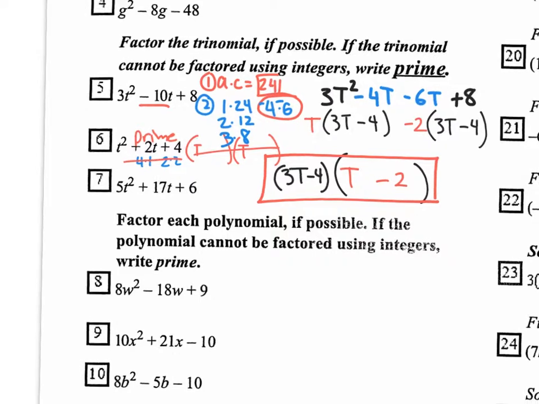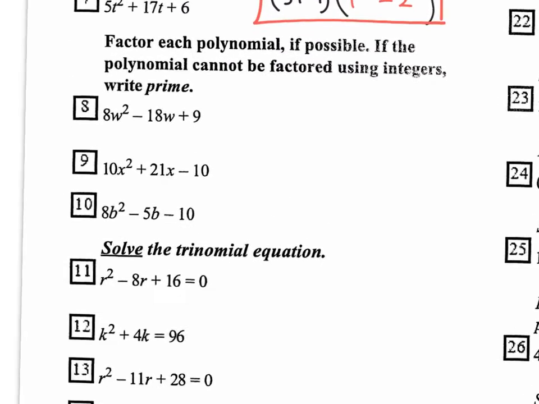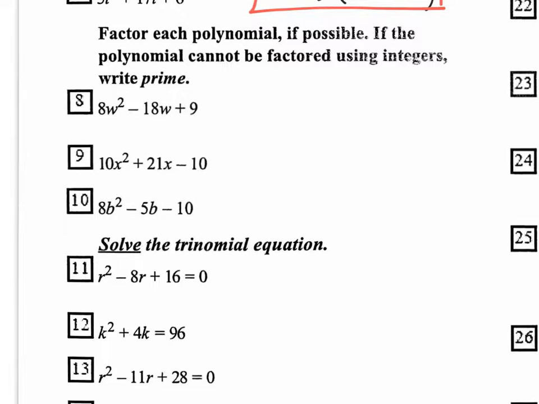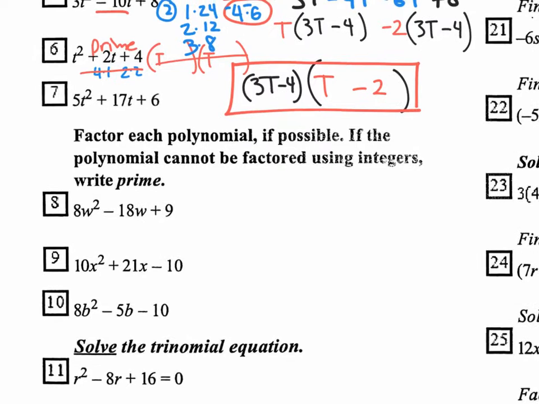Let's jump to the next section. Factor each polynomial, if possible. If the polynomial cannot be factored, write prime. Okay, so this is more of the same type of thing. Always try to pull out a GCF first. There is no GCF to pull out. Right here, nothing. Right here, nothing. So you're going to have to go through all those steps that we just did above.